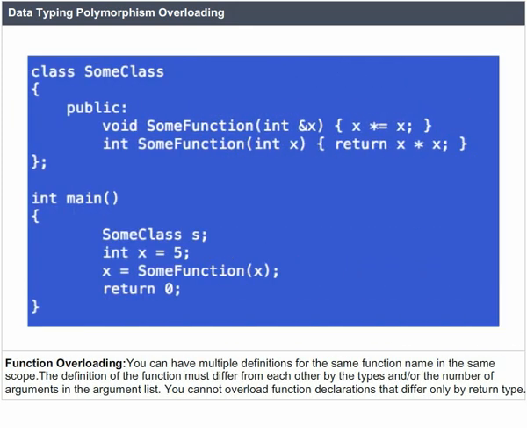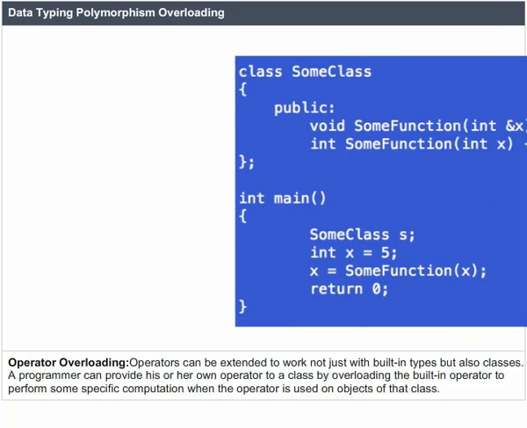You can have multiple definitions for the same function name in the same scope. The definitions of the function must differ from each other by the types and/or the number of arguments in the argument list. You cannot overload function declarations that differ only by return type.